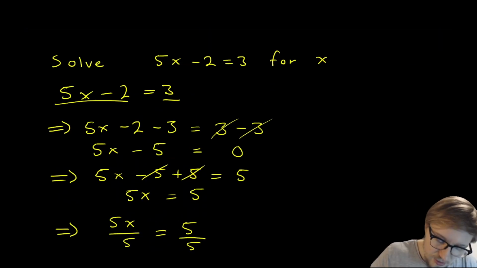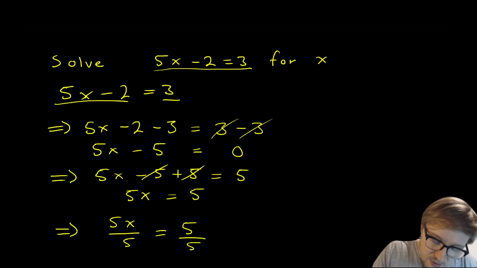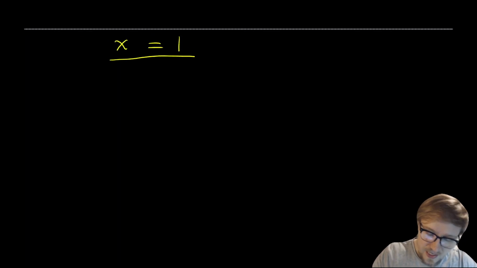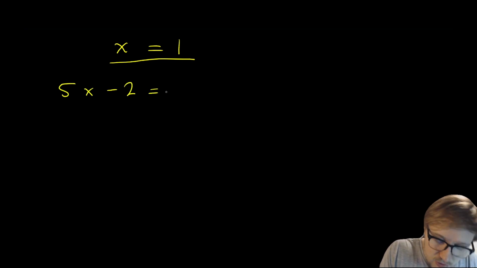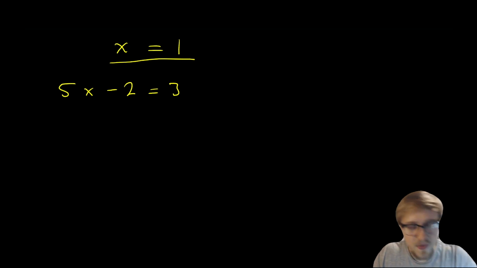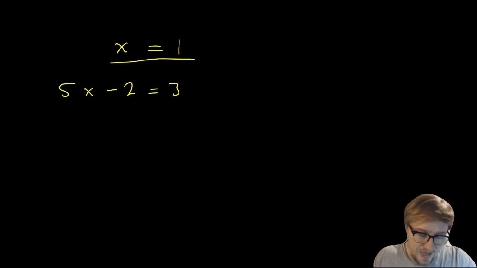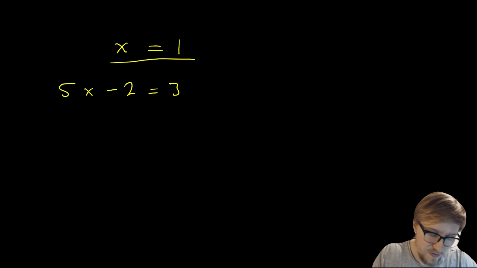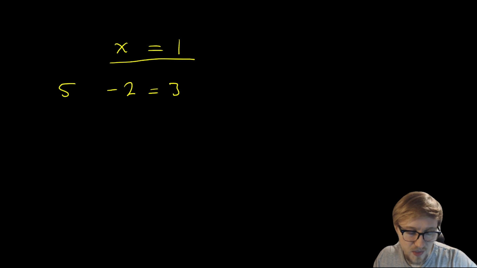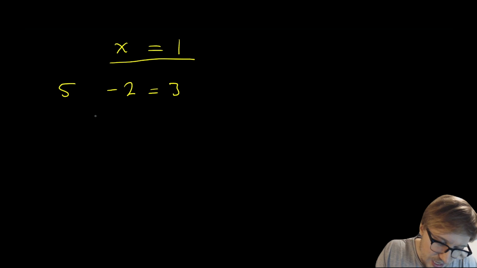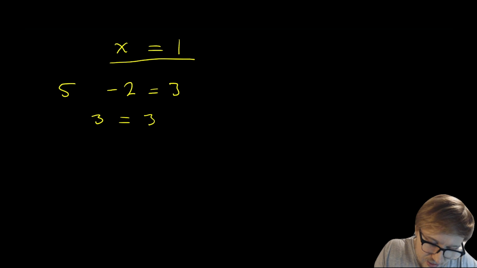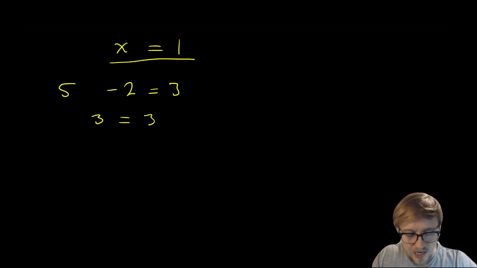So let's go back to the original equation here. The original equation was 5x minus 2 equals 3. So let's write that here: 5x minus 2 equals 3. If we plug in x equals 1 here, instead of 5 times x, we're going to have 5 times 1, which is just going to give us a 5. So if we simplify both sides, we're going to have 5 minus 2, which is going to give us a 3 on the left-hand side, and the right-hand side is also a 3. We end up with a true equation.